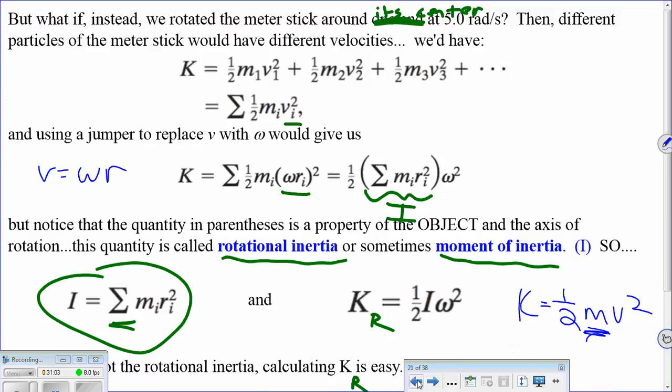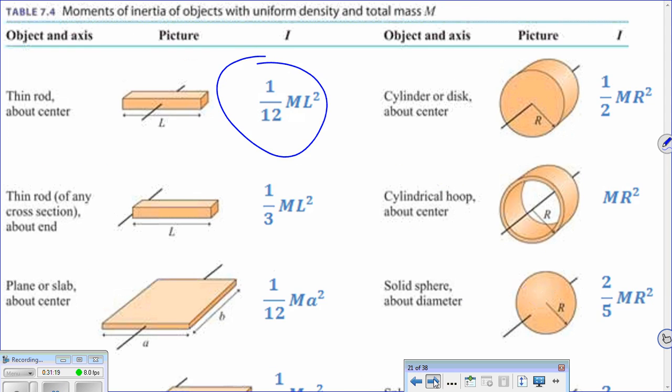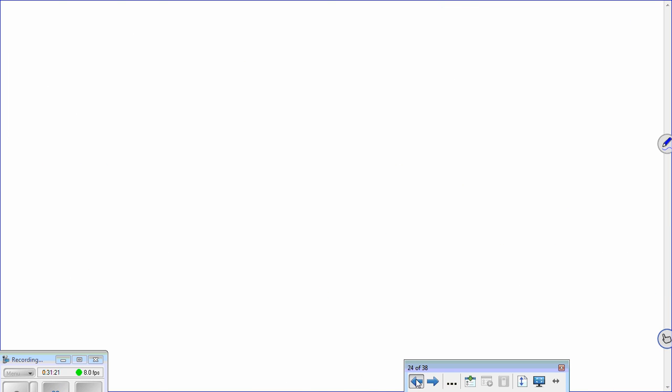What if we rotated the meter stick around its center at 5 radians per second? Let's take a second and find that kinetic energy, and then we'll move on to the other example. All right, are we okay? I'm sorry, I skipped that. Everybody okay? Everybody back on board?